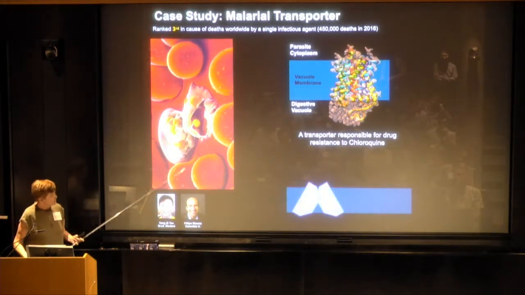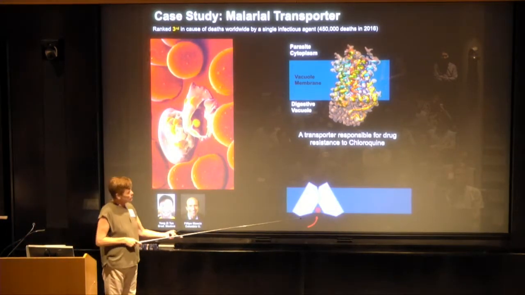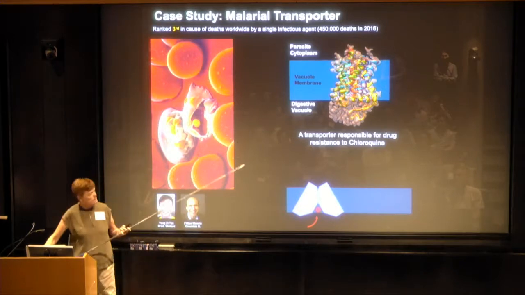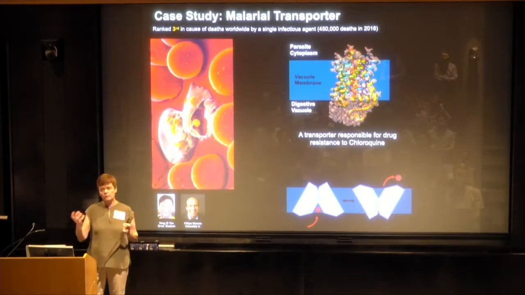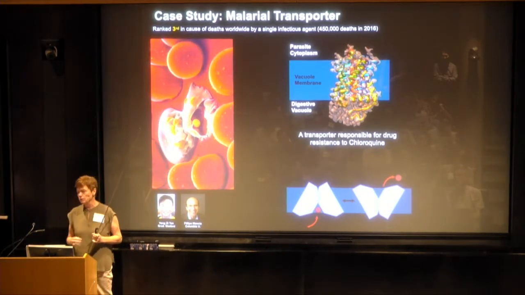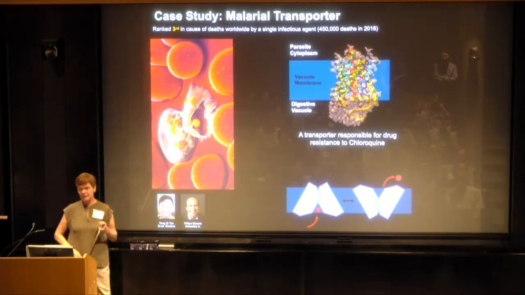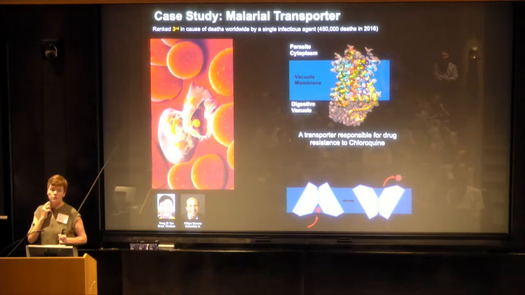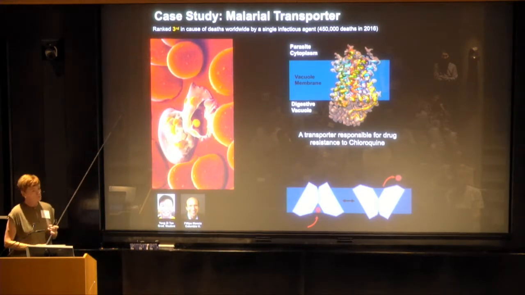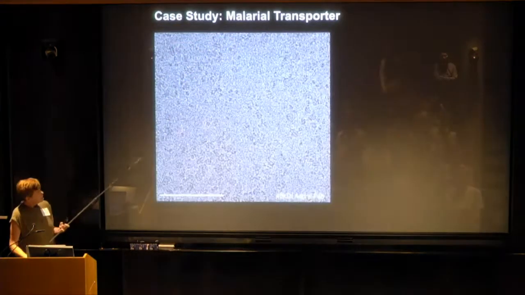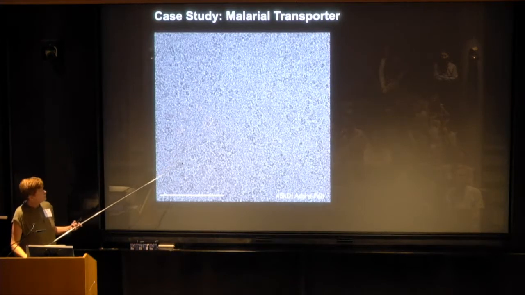Actually, I've got a diagram. When you get this chloroquine drug in, this machine mutated to flip the drug out of the compartment where the drug was doing its work. So it's important to understand what that thing looks like because maybe we can design new drugs which would not be resistant. And we have exactly the same problem in here.